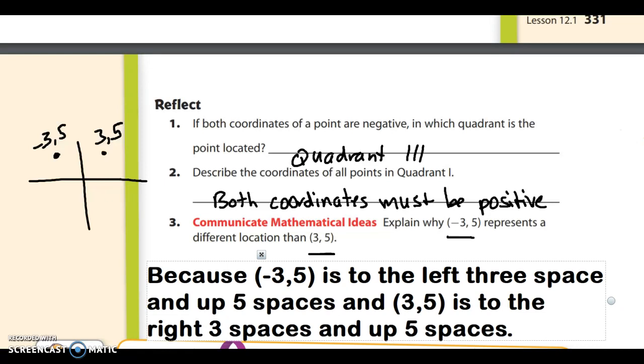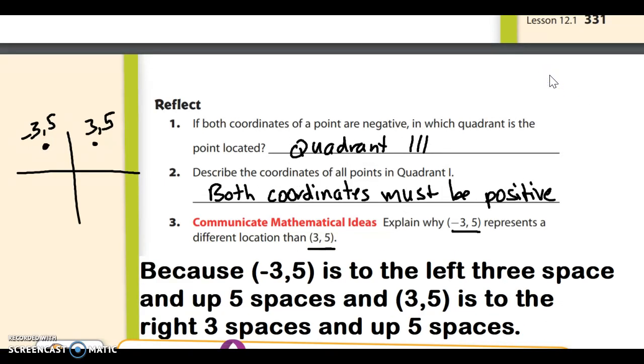So that's a decent answer for question number 3, because negative 3, 5 is to the left 3 spaces and up 5 spaces, and 3, 5 is to the right 3 spaces and up 5 spaces. Okay, let us move on.